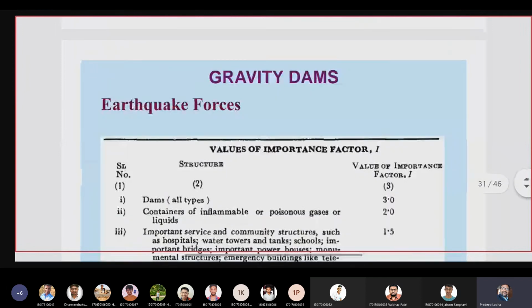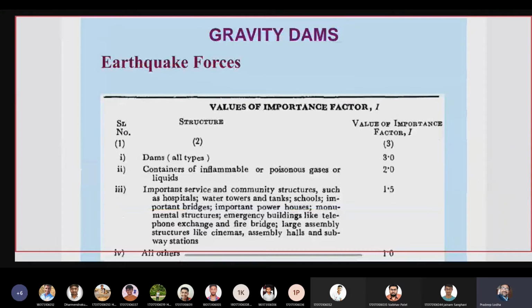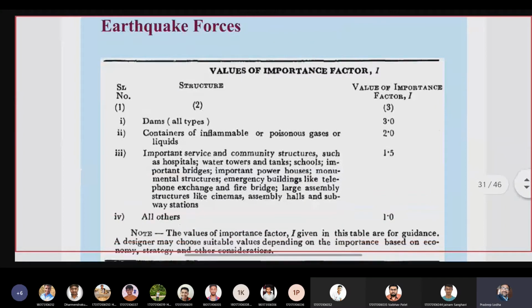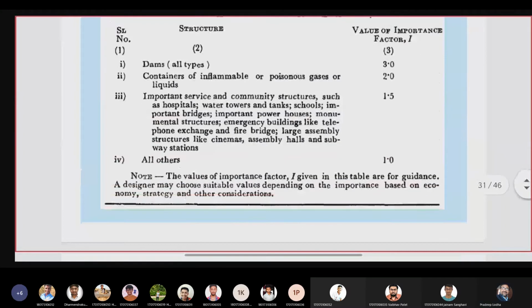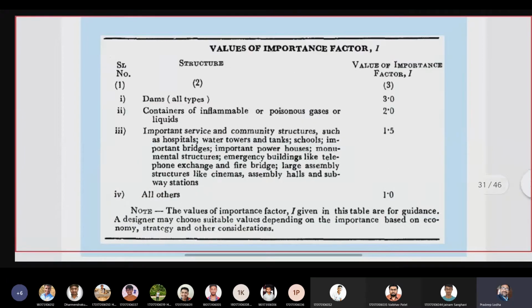So that can be taken, and the value of importance factor I is mentioned here, and you could see for dams of all types, the importance factor is 3. For the rest of the structures, from that same IS code 1893, it is 2 or 1.5, or for all others, 1. If not important, we are not going to enhance this value to calculate alpha h.